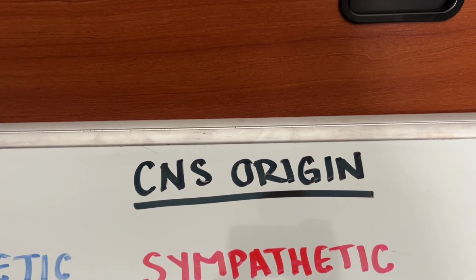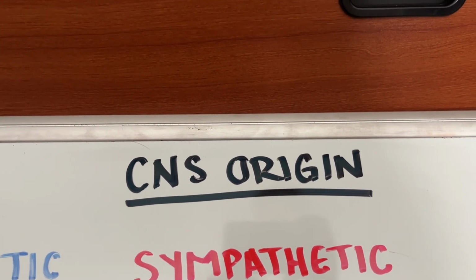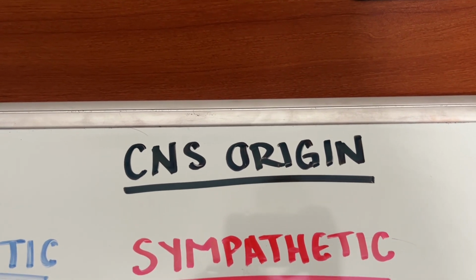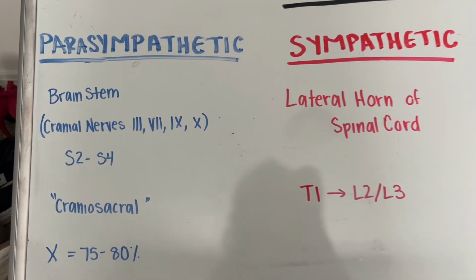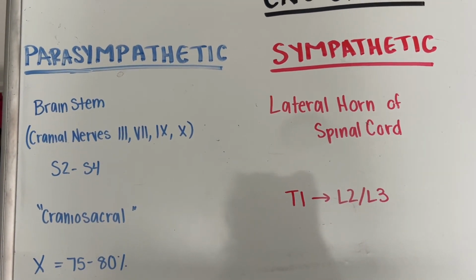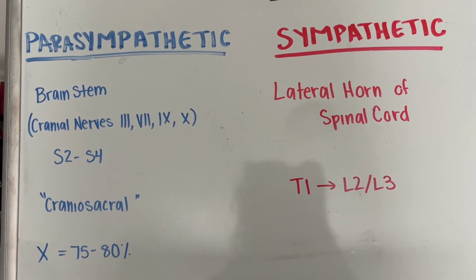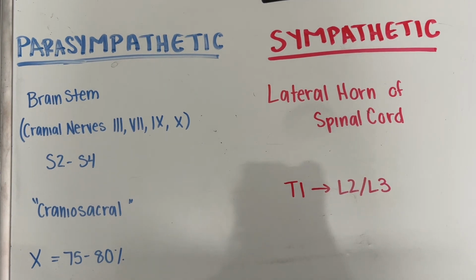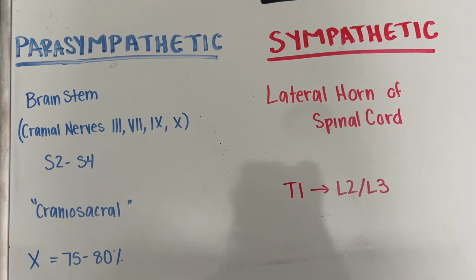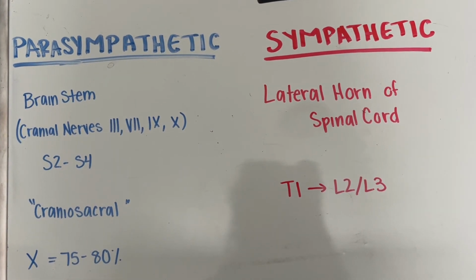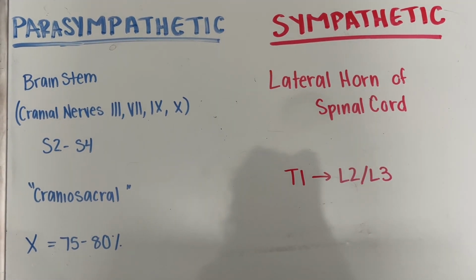We're going to start. Our first comparison is what the origin is in our central nervous system for those three different systems. We're going to start with our parasympathetic nervous system. And so our preganglionic neuron cell bodies are located in the brainstem in these cranial nerves, cranial nerve 3, 7, 9, and 10. And they are also located in the sacral region of the spinal cord, S2 through S4. This is why this parasympathetic division is also known as the craniosacral division.